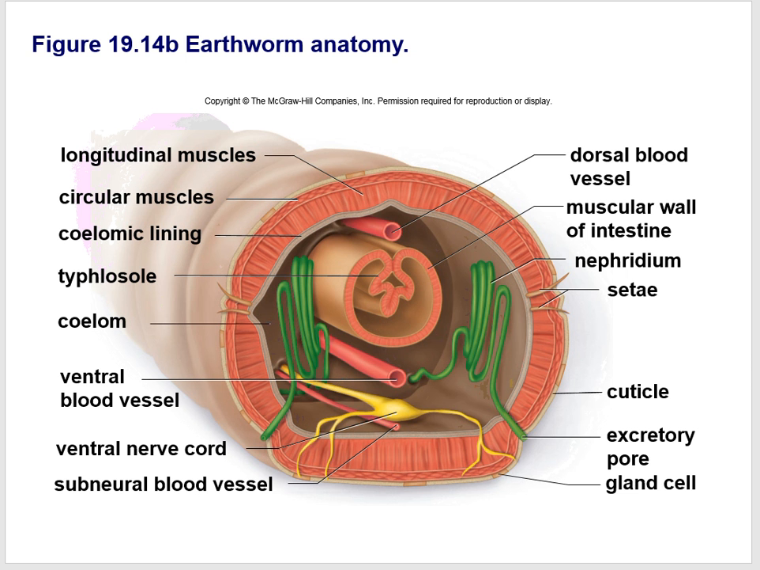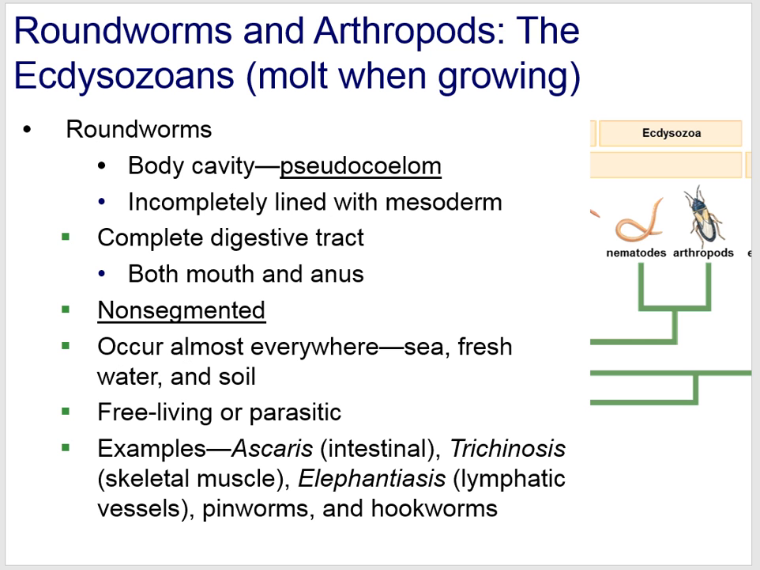So I'm going to skip a few of the detailed slides that show a few other examples, just to keep on track for this video, to take you through the evolutionary tree. And now we get to the ecdysozoans, which are the creatures that molt while they grow, and that includes roundworms and arthropods. So I don't have a ton to say about roundworms.